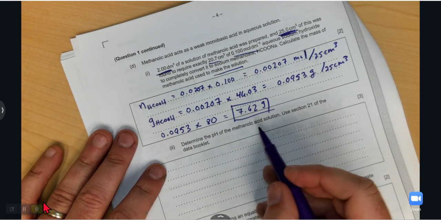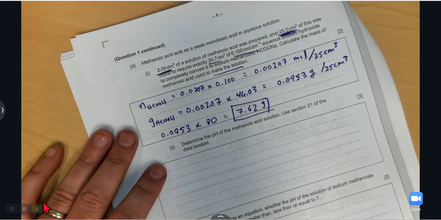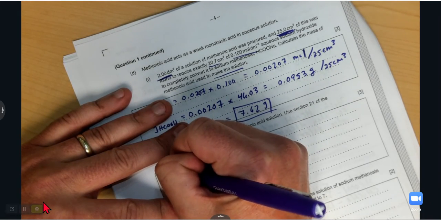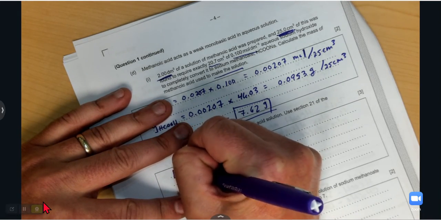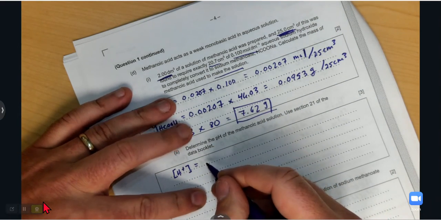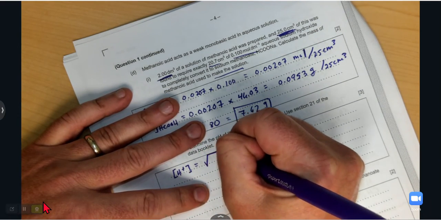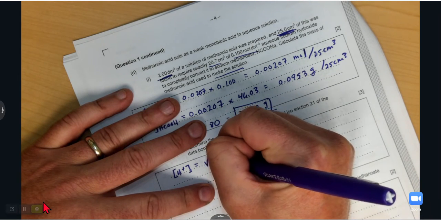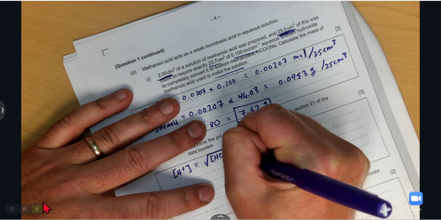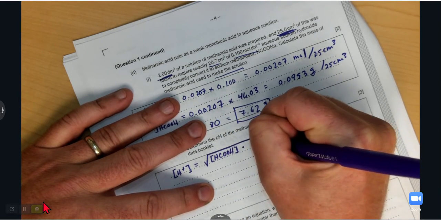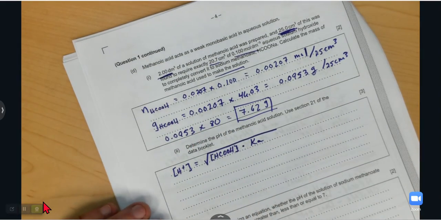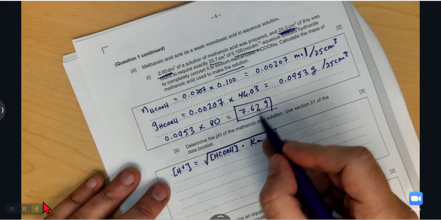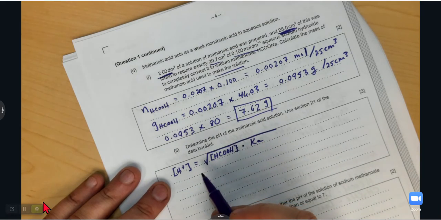Determine the pH of the methanoic acid solution using section 21. Remember that if you want the pH of any acid, you need the concentration of hydrogen ions, right? And for a weak acid, the concentration of hydrogen ions will be the square root of the product of the concentration of the acid, which in this case is methanoic acid, times the Ka value for that acid.